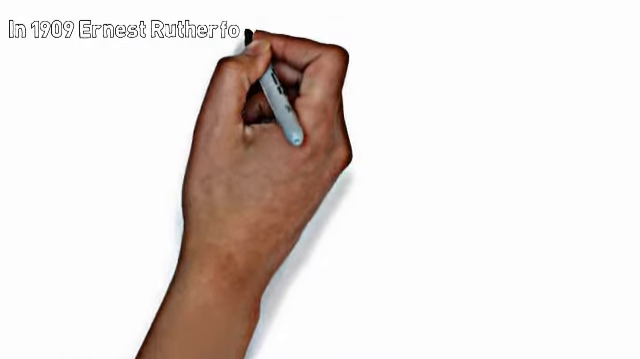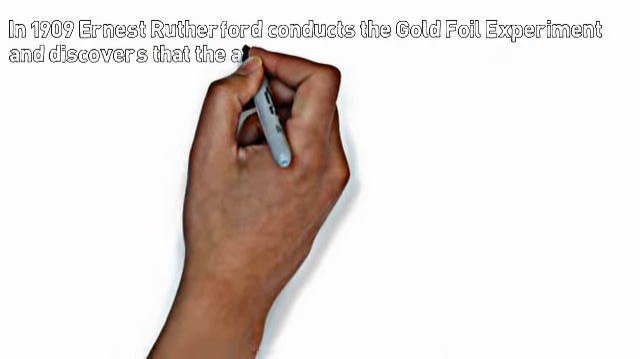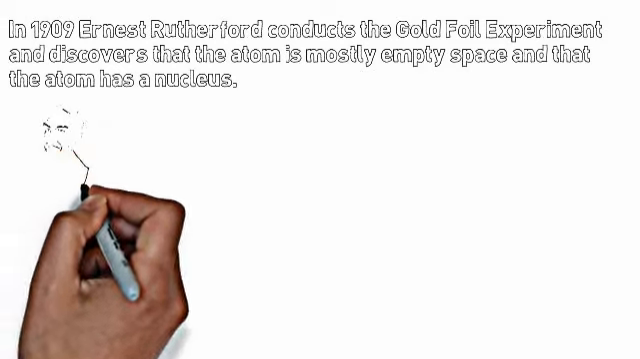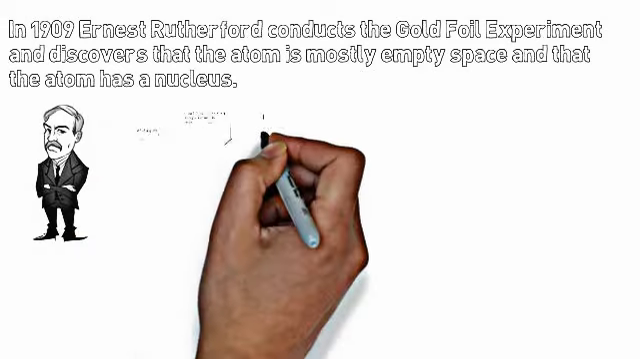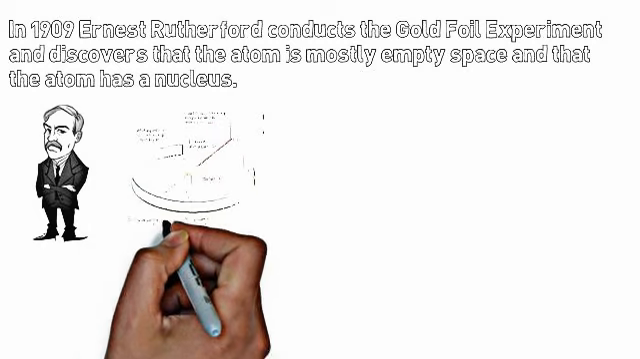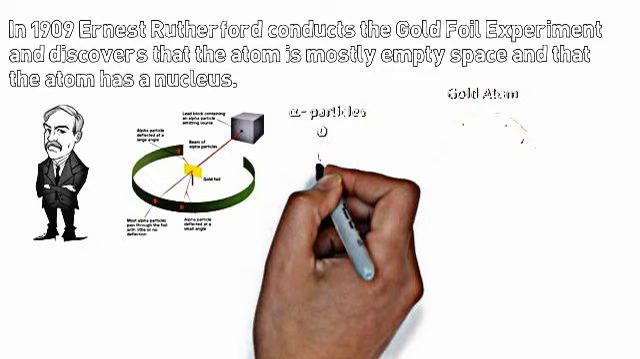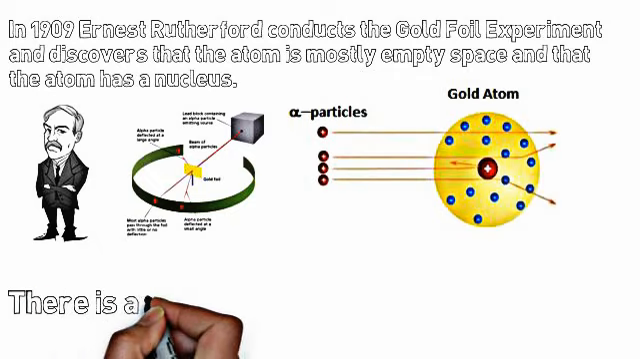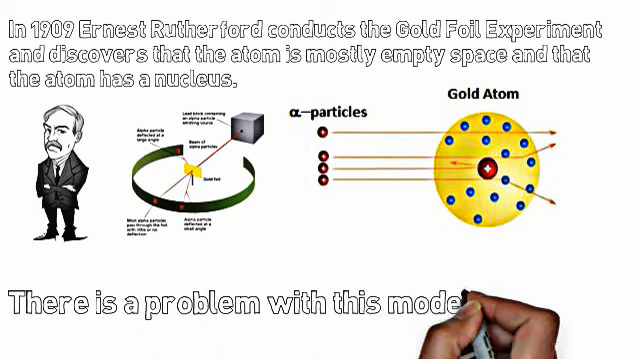If you remember, in 1909, Ernest Rutherford conducts the gold foil experiment and discovers that the atom is mostly empty space and that the atom has a nucleus. Now, the gold foil experiment was where he shot alpha particles at a very thin sheet of gold foil, saw most of the particles went right through, a very small percentage deflected, and he came up with a model of the atom that had a positive charge at the center called the nucleus with electrons on the outside of the atom. So, this is the Rutherford model of the atom.